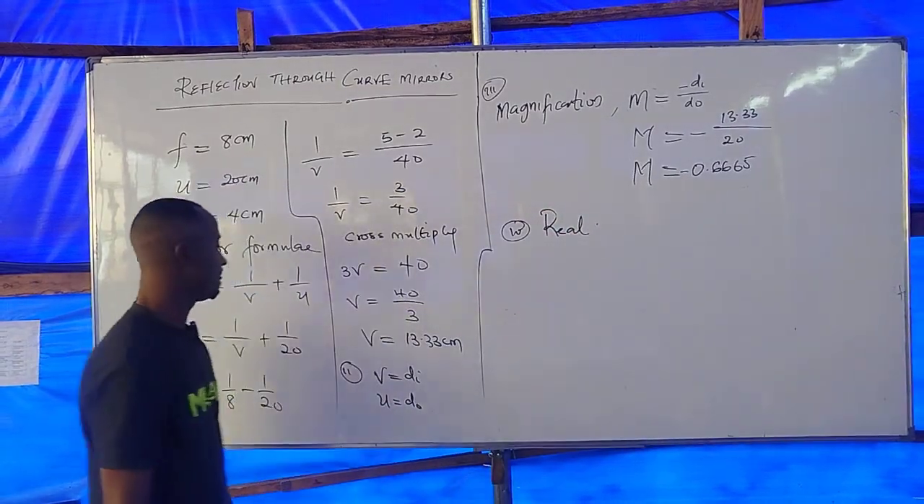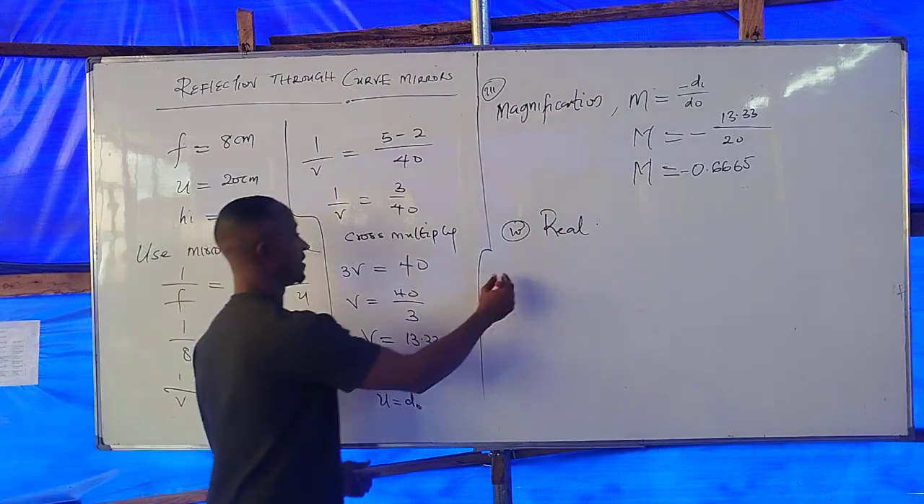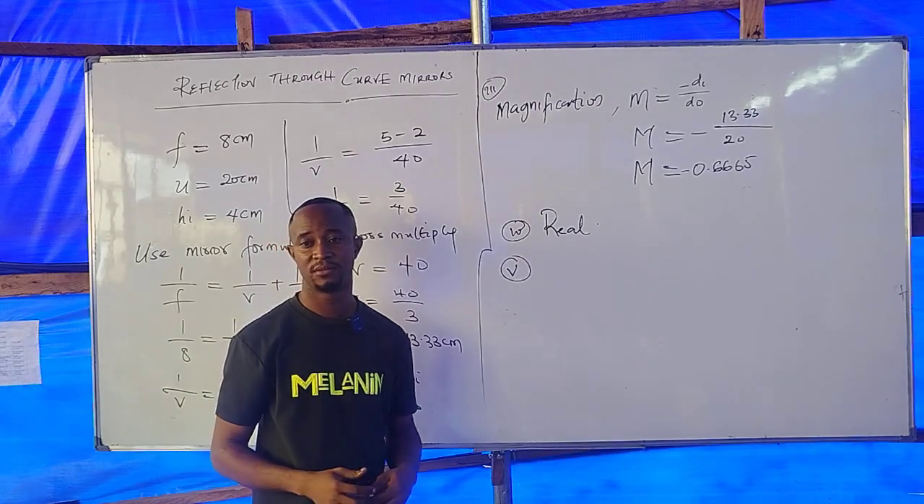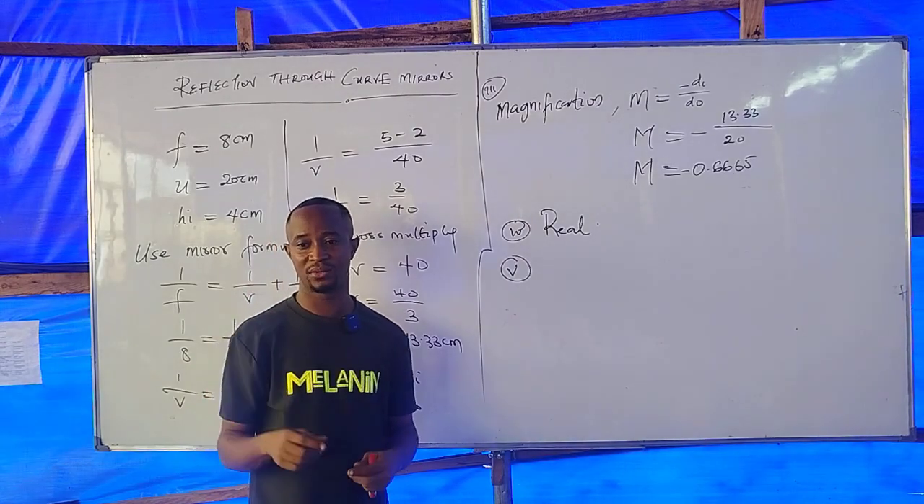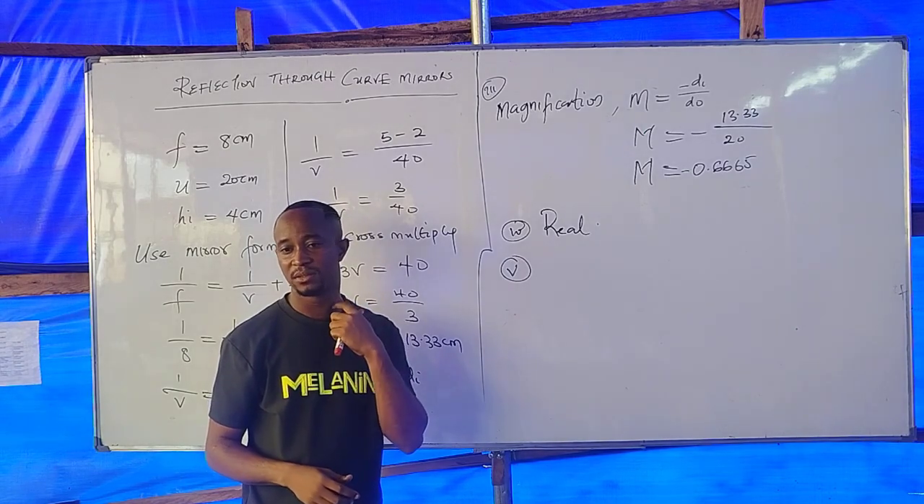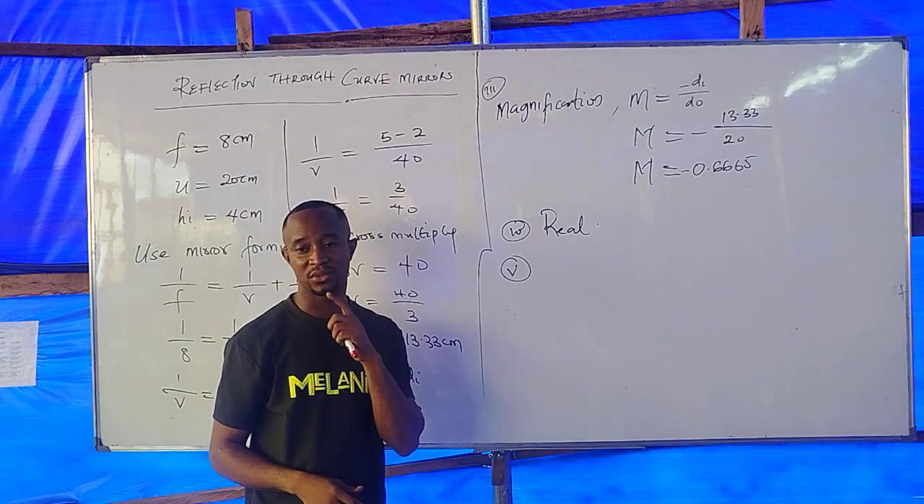What's the next one again? Is the image upright or inverted? How do you know that? I gave a formula for that. I said when magnification is greater than, right? Read for me. Upright, okay?